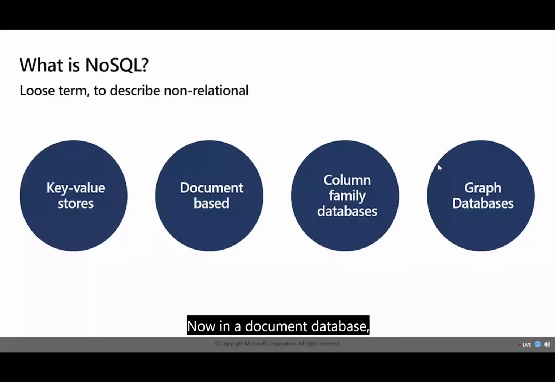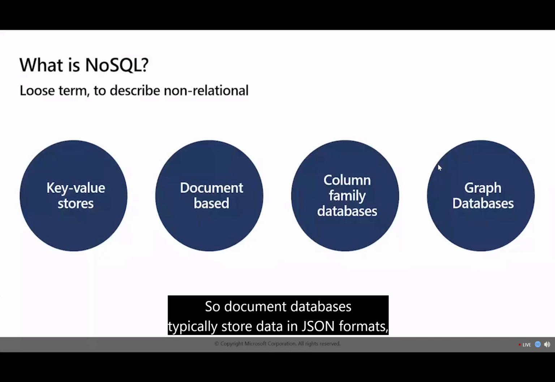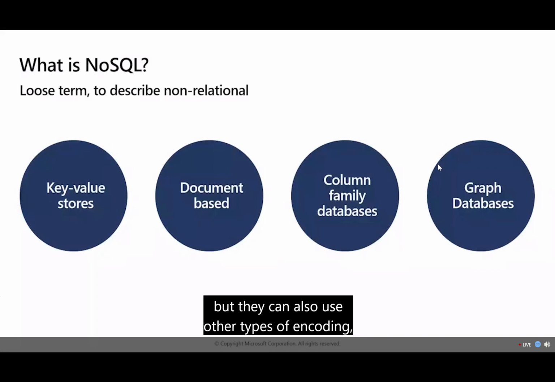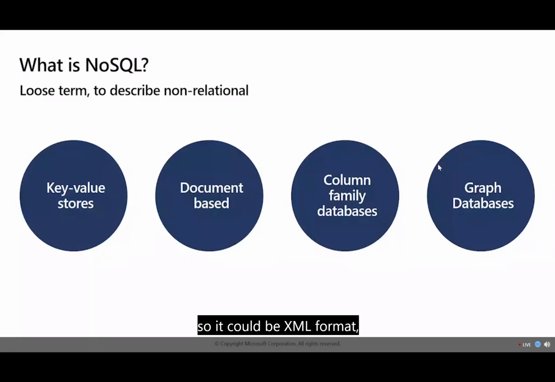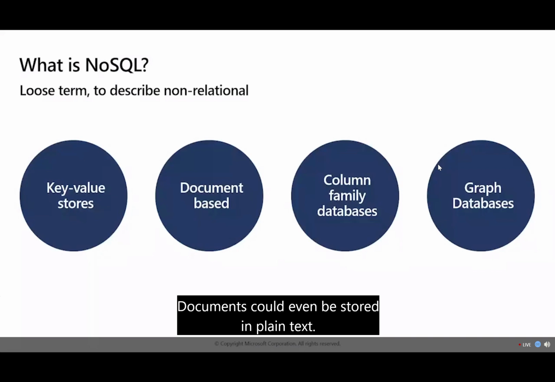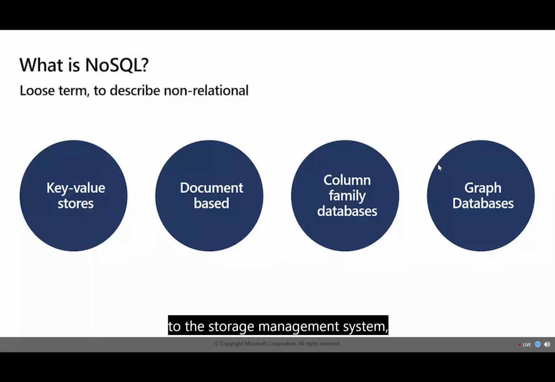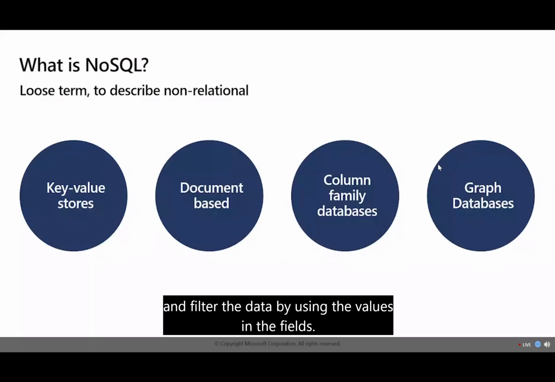Now, in a document database, the data is stored as documents, and each document has a unique ID, but the fields in the documents are transparent to the database management system. Document databases typically store data in JSON format, but they can also use other types of encoding. It could be XML, YAML, or binary JSON. Documents could even be stored in plain text. The fields in the documents are exposed to the storage management system, which enables an application to query and filter the data by using the values in the fields.